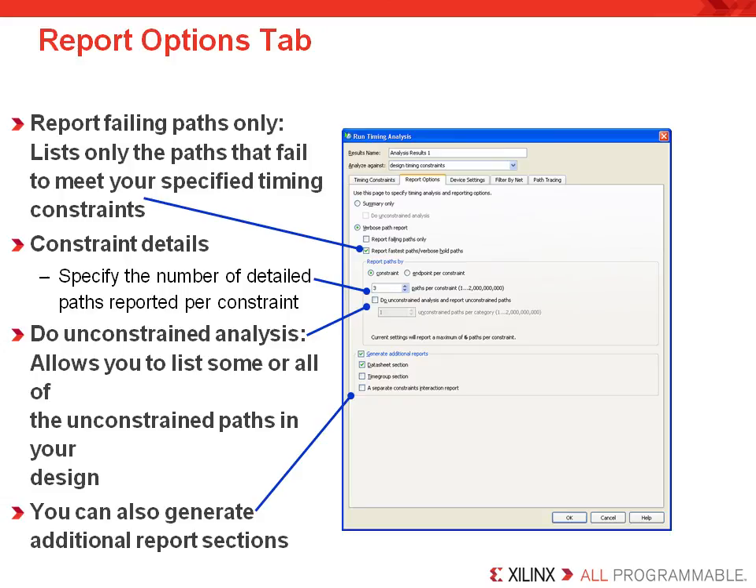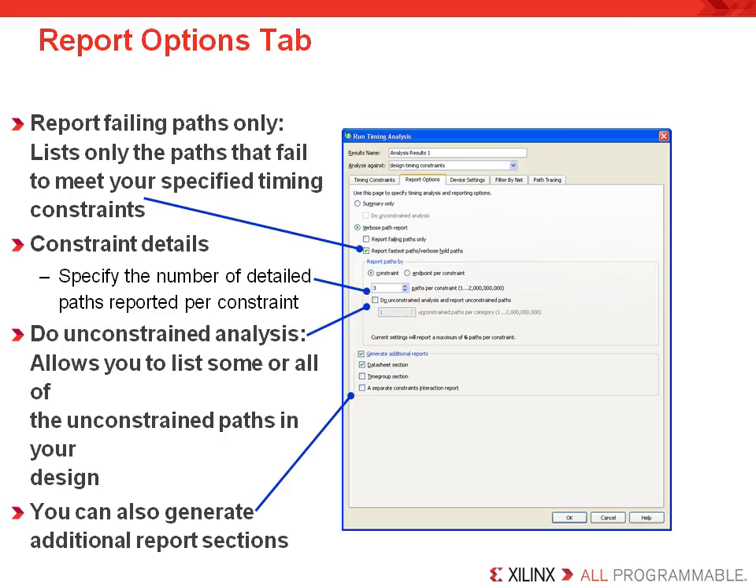The Report Options tab allows you to do an unconstrained analysis. It also allows you to list some or all the unconstrained paths in your design. Your timing report also has the ability to show unconstrained paths. They are shown in a special section at the end of the report. This is sometimes used as a sanity check by the designer.